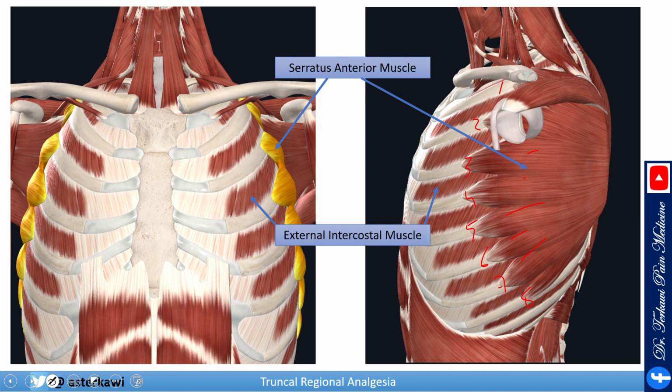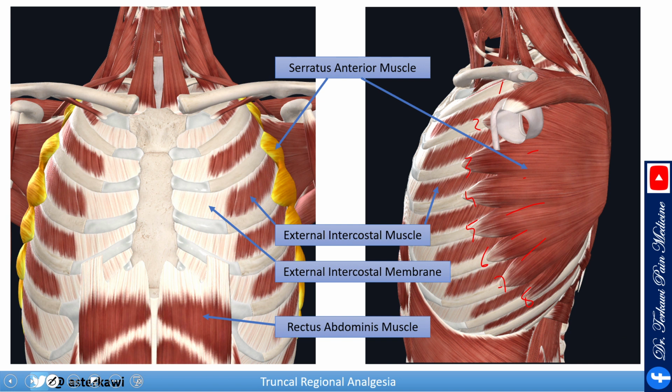Next to that, you have the external intercostal muscle, which are muscles between the ribs that originate from the inferior margin of the rib above to the superior margin of the rib below, and it's supplied by the intercostal nerve. These muscles are mostly active during inspiration, and they support inspiratory effort. When we go medial toward the sternum, this muscle becomes a membrane. And then we have the rectus abdominis muscle here in the same plane.